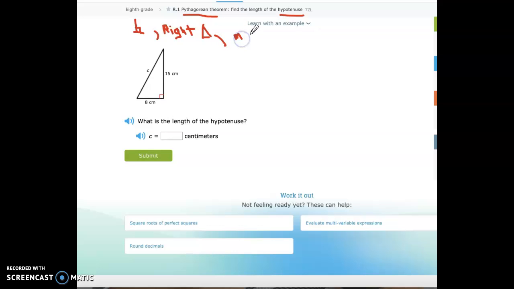The measure of this angle is equal to 90 degrees. And that is my degree symbol right there.